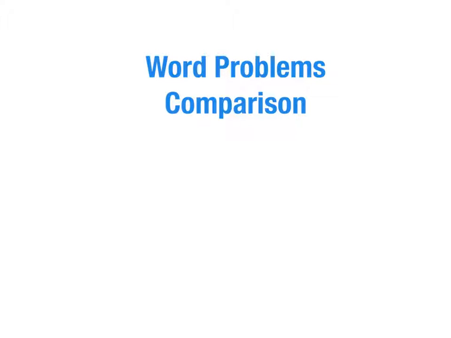Our word problems today are comparison. We're comparing how much of something someone has versus another person. Or we're doing, I did this and they did that. Or I own this and they own that. So it's all a matter of comparing numbers, basically within people.